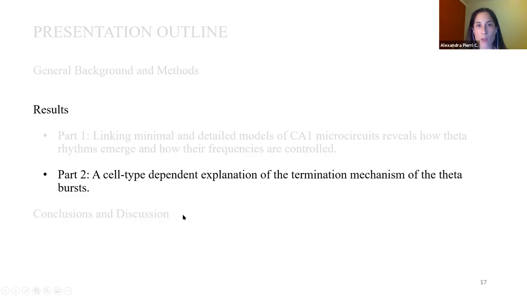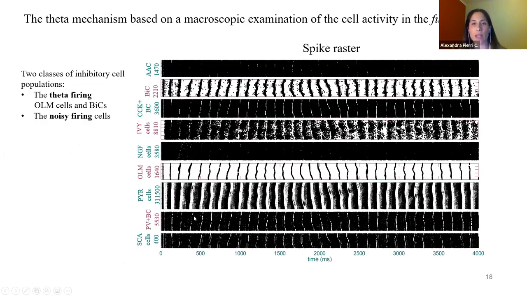Now that takes me to the second part of my results. Can we utilize the understanding that we obtained from the analysis of the segment model in application to the full CA1 model that is comprised of the 8 inhibitory cell types, and it's a much larger network?